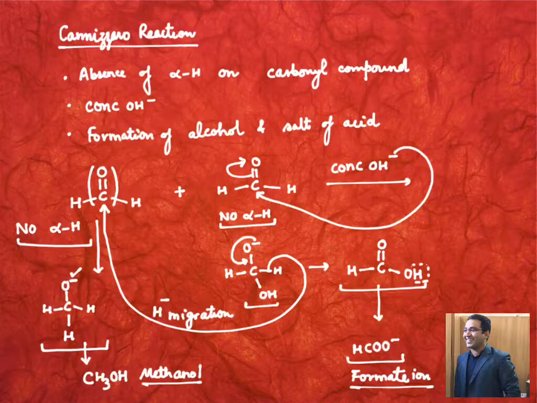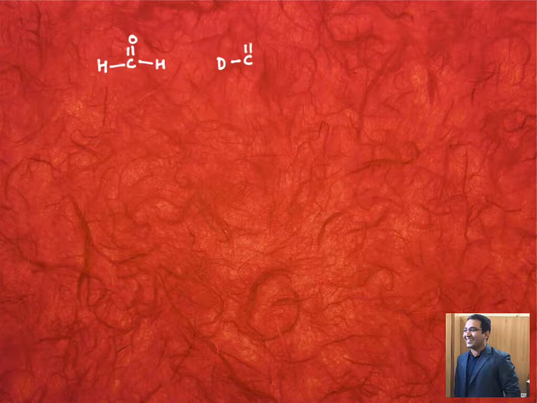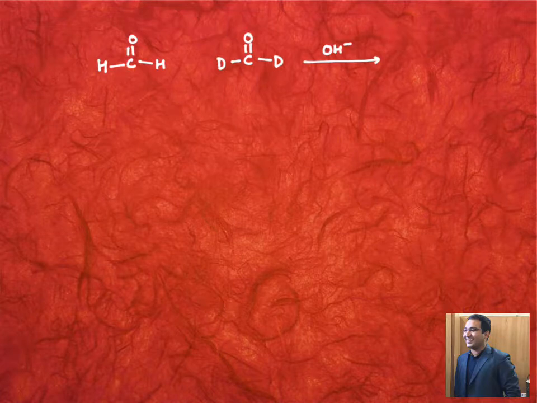Now if you go to the rate determining step and other parts of this reaction, this hydride migration is a crucial step. And if the reaction is given in some different way, let's say HCHO reacting with DCOD in presence of OH minus, certainly concentrated. Try to understand that OH minus will attack on C double bond, no doubt about it. But which C double bond? There are two now. One is HC double bond OH, the other is DC double bond OD.